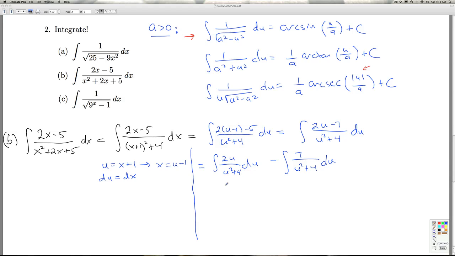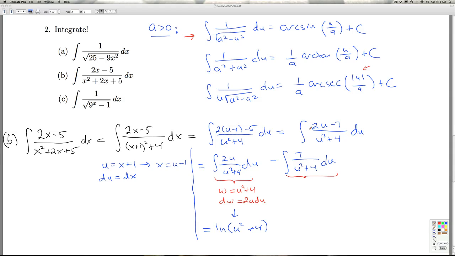Now this first integral, I can't use u again, so maybe I would use w. w is the denominator, dw is 2u du. And so what I'm going to get out of this first integral is the natural log of the quantity u squared plus 4 plus a constant. And once again, I don't need the absolute values because the u squared plus 4 is always positive.